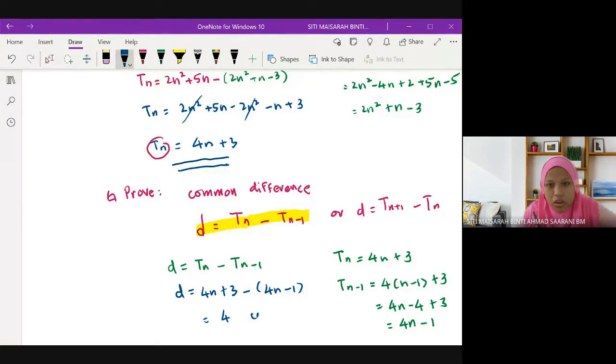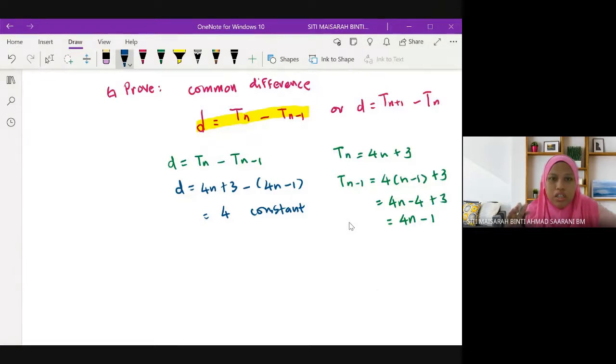4 ni is actually constant. Kalau kita nak prove arithmetic or geometry, kalau arithmetic kita guna common difference, so kita guna Tn minus Tn minus 1. Kita prove dia sampai dapat constant. Akhir dia mesti dapat nombor lah, nombor anything as long as constant. So kalau kita dapat constant, then kita dah prove dia adalah arithmetic series. Kalau let's say we are going to prove geometric series, so then we use common ratio. Common ratio means R is equal to Tn divided by Tn minus 1. So then we prove until we get constant. R is constant. So then dia proof lah maksud dia.